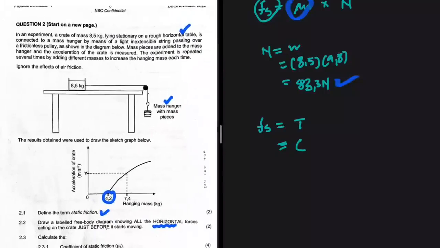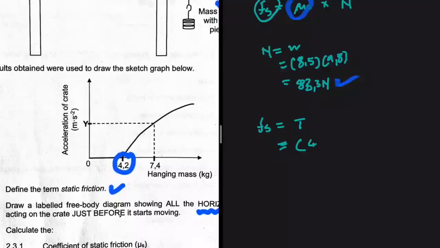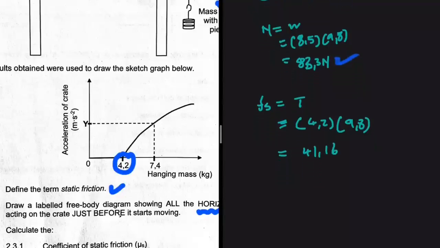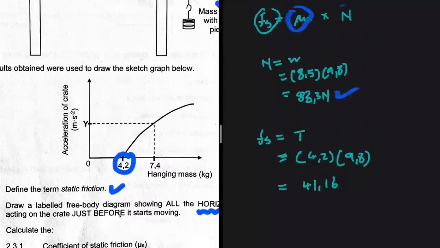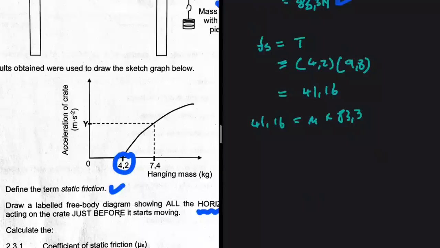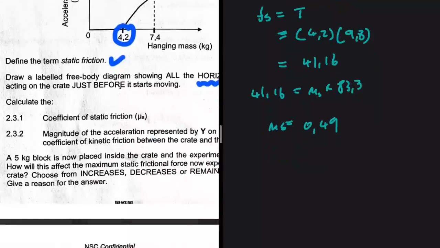Let's take a look. The mass is 4.2 when we start having an acceleration, and acceleration due to gravity is 9.8. So we have 4.2 multiplied by 9.8, which is equal to 41.16. So we have the static frictional force. Now we can see 41.16 is equal to the coefficient multiplied by 83.3. So the coefficient is equal to 41.16 divided by 83.3, which is equal to 0.49. So that is 2.3.1.